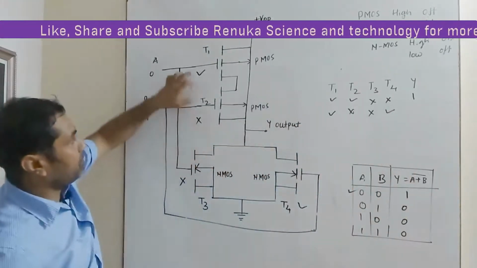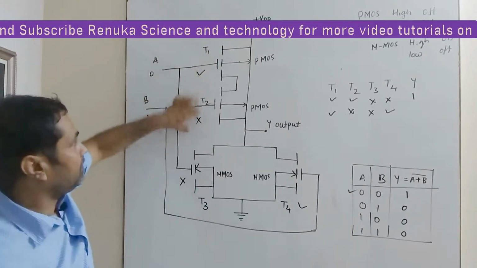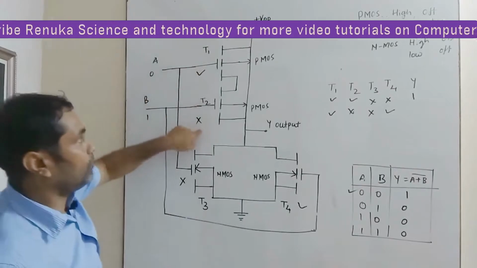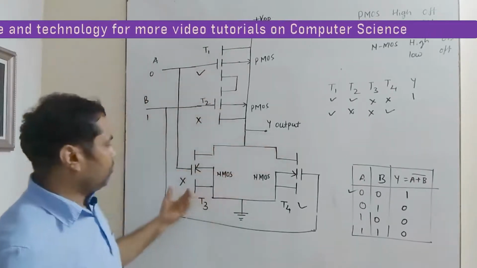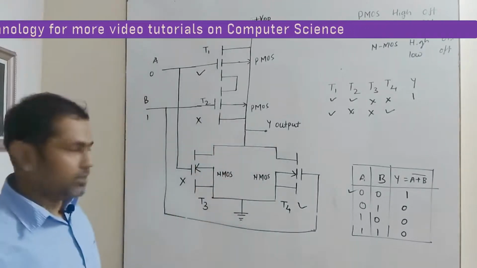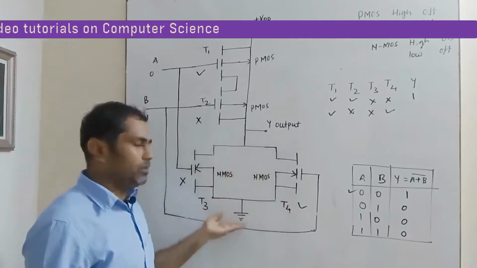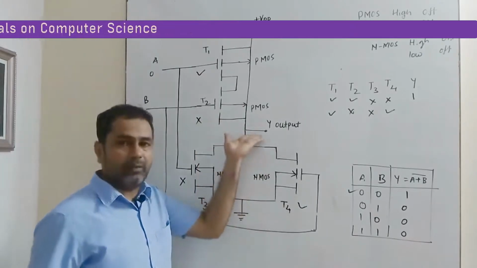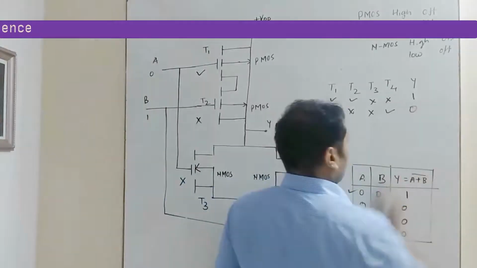In the series connection of T1 and T2, one of the switches is off, so there will be no current available at the output. We have to ignore this parallel connection because one of them is on, and so the current will sink towards the ground. So ultimately the output will be 0. So here we are getting 0 at the output.